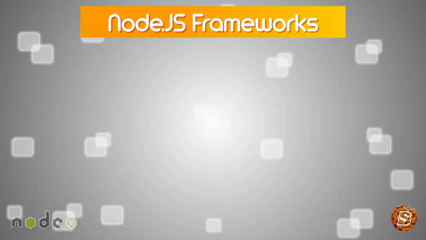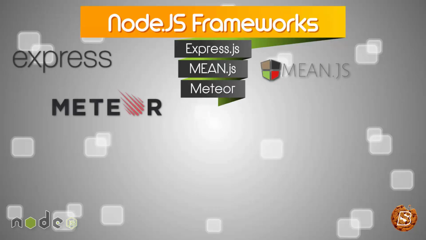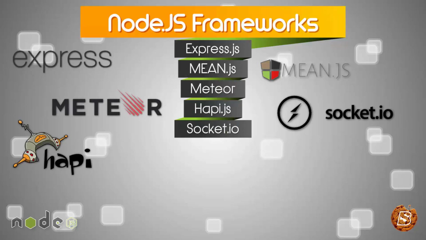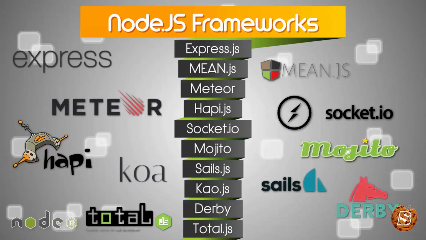The most popular ones are Express and MEAN.js. Then we have Meteor, Hapi, Socket, Mojito, Sails, Koa, Derby, and Total.